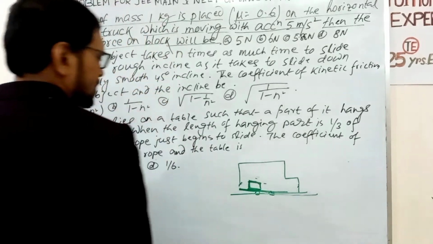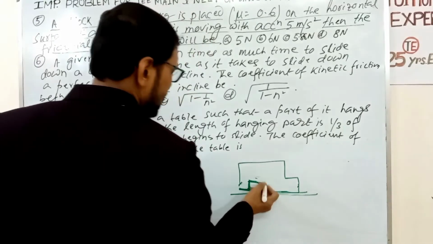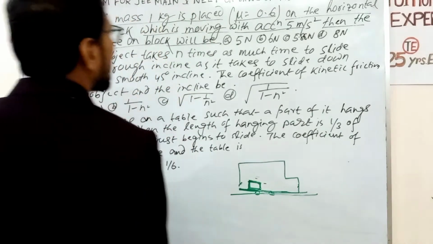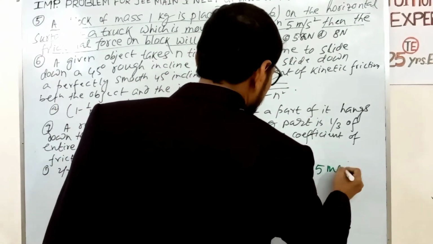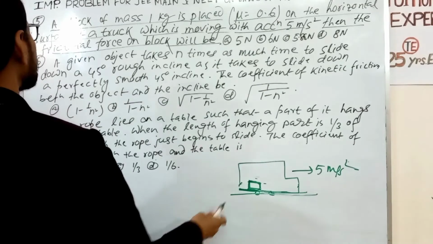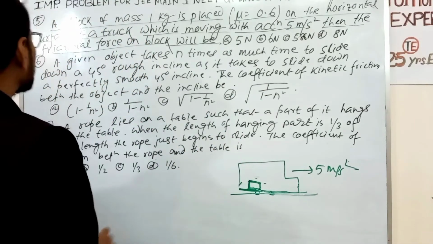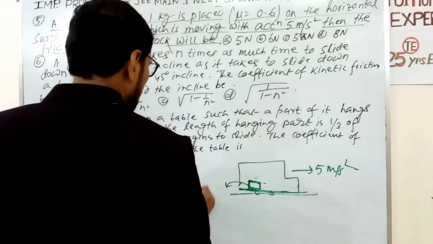Suppose this is the floor of the truck and a block is present on the floor of the truck. Now the truck is moving with acceleration 5 meter per second square. What is the frictional force acting on the block? This is problem 5, and here mu is given as 0.6.